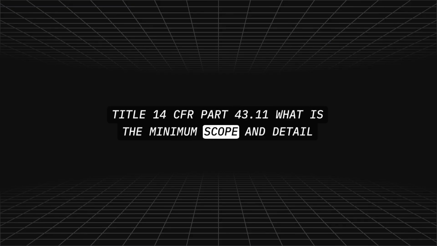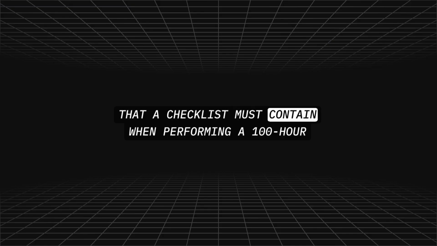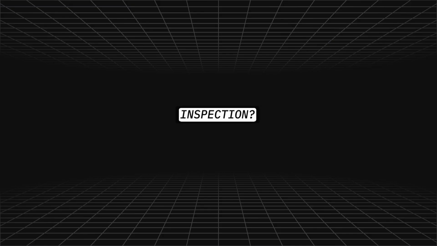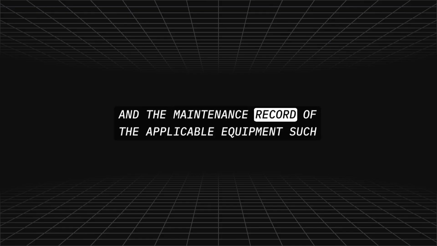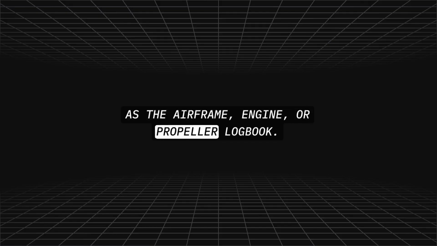What is the minimum scope and detail that a checklist must contain when performing a 100-hour inspection? The checklist must include at least the items covered in Title 14 CFR Part 43 Appendix D. Where is a 100-hour inspection recorded? In the maintenance record of the applicable equipment, such as the airframe, engine, or propeller logbook.